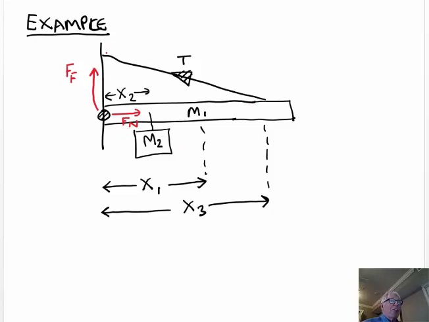The tension creates a turning effect. The weight of this M1 will cause a turning effect. The weight of the M2 will cause a turning effect. And that's because they are applied at some distance from the turning axis. So the clever bit is where you put the turning axis more than anything else.